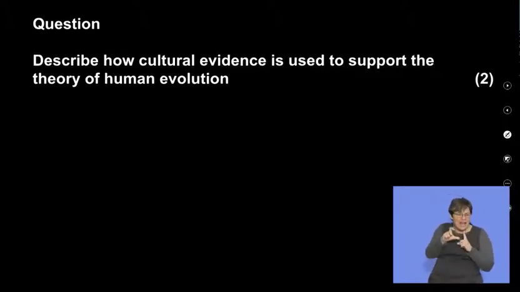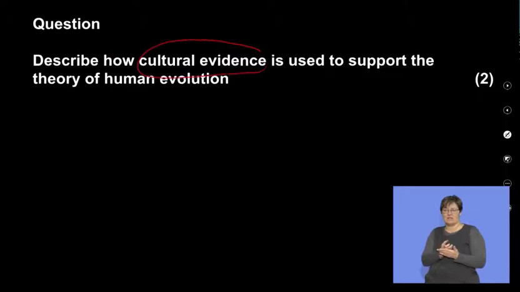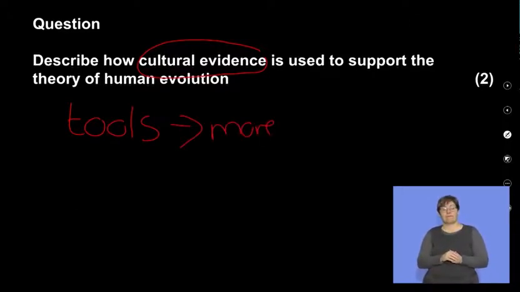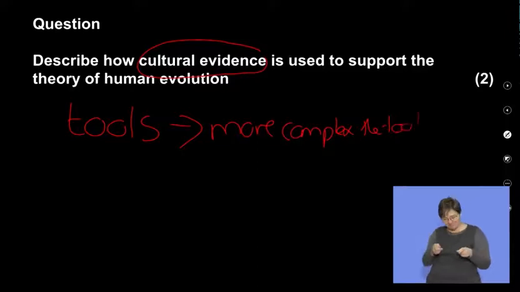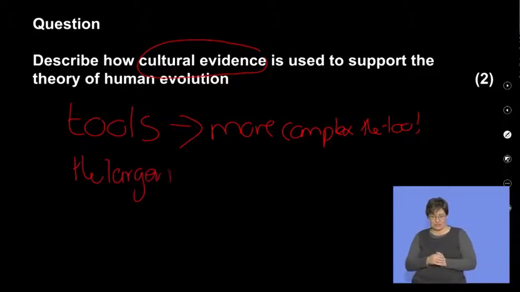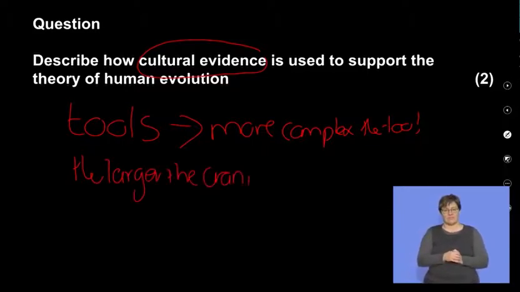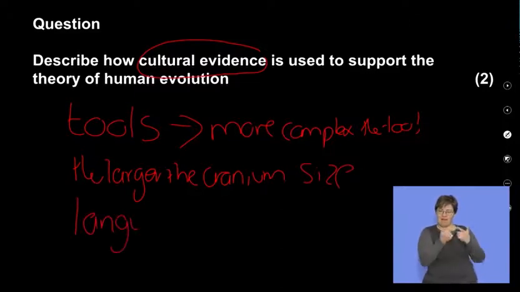Describe how cultural evidence is used to support the theory of human evolution. Now it's for 2 marks. What is cultural evidence? The first one is tools. What do tools show us? Tools show us the more complex the tool, probably the larger the cranium size. What else is culture about? Culture also tells us language.